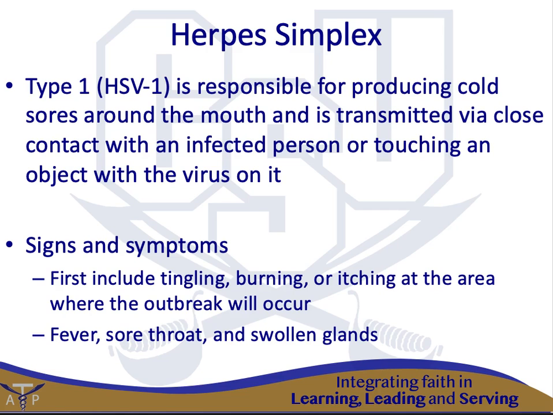Signs and symptoms first include painful blisters on the lips, tingling, burning, or itching at the area that the outbreak will occur. The athlete may have a fever, sore throat, and swollen glands. The blisters in this area then erupt and are visible on the lips, mouth, gums, and/or throat, and they may break and a clear yellowish fluid start to leak out.